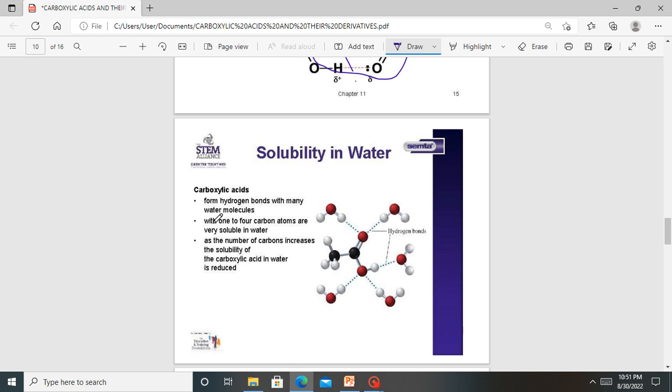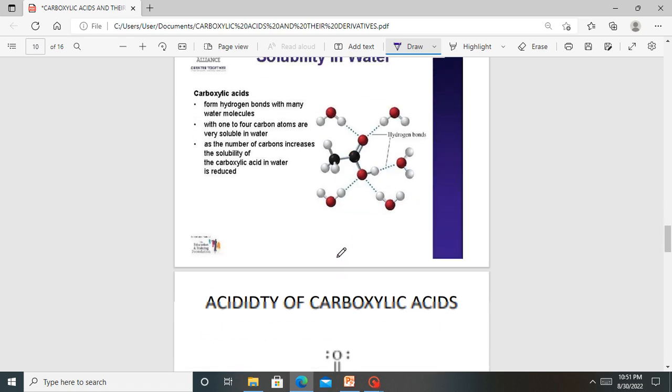So formic acid, ethanoic acid, propanoic acid, and butanoic acid, these four, are very soluble in water because their interaction with water molecules generates a very strong hydration energy, which can break down the bonds to make them soluble in the water.